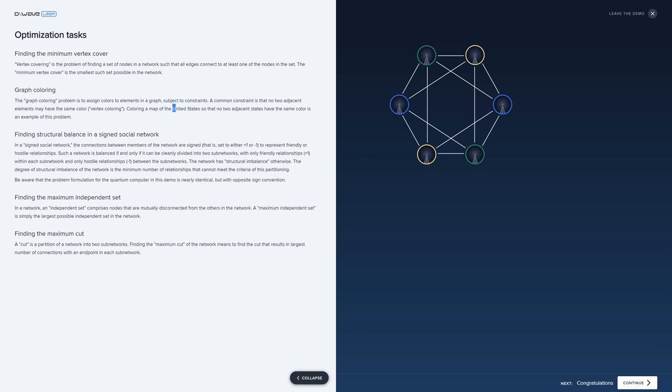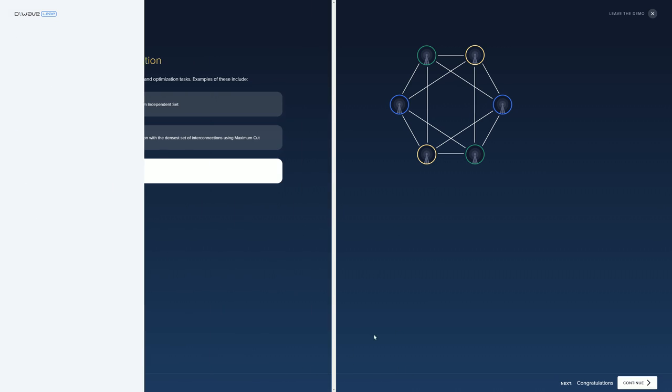Yeah, that was with the United States, the different states in different colors. Coloring a map of the United States so that no two adjacent states have the same color is an example of this problem. Yeah, coloring in different colors.